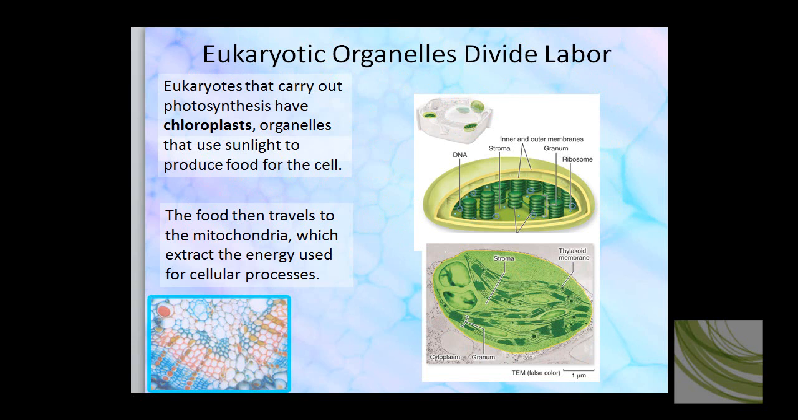Chloroplasts. These are organelles that use sunlight to produce food for the cell. The sunlight comes in and makes an energy molecule, and the energy molecule is used in another series of reactions to make glucose. Okay.